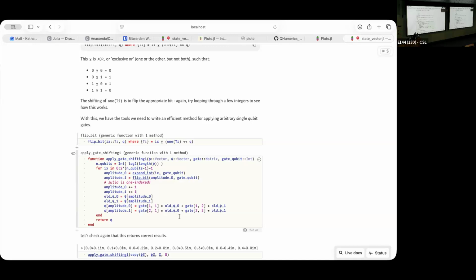Yes, to the output of that gate. Okay. Yeah, exactly. It is confusing. If this is the first time you've seen it, it's not obvious.